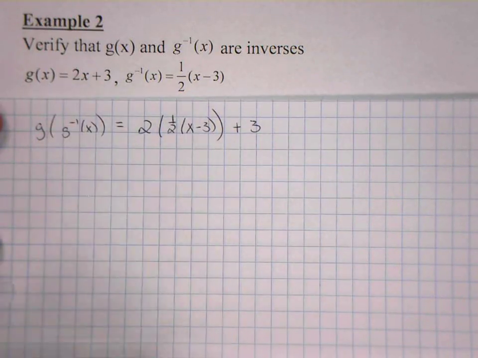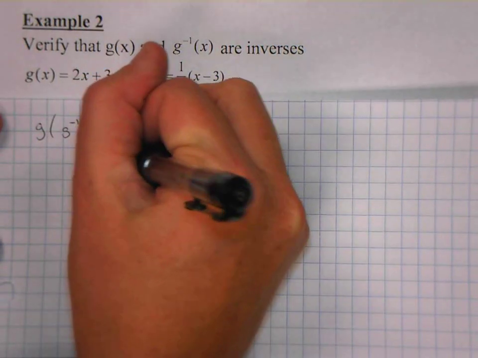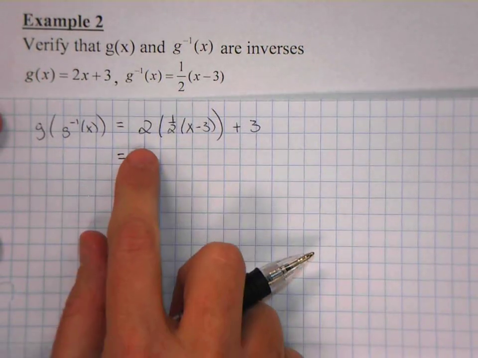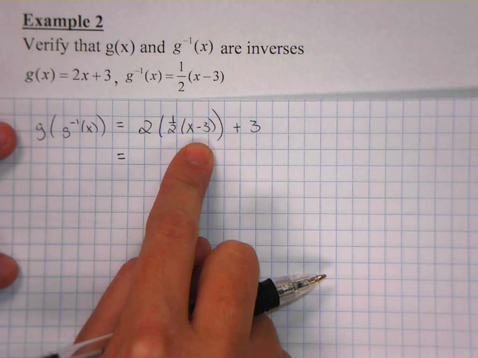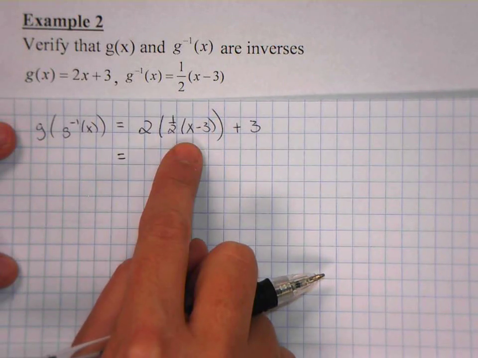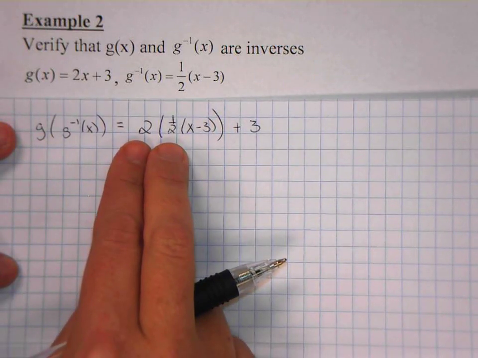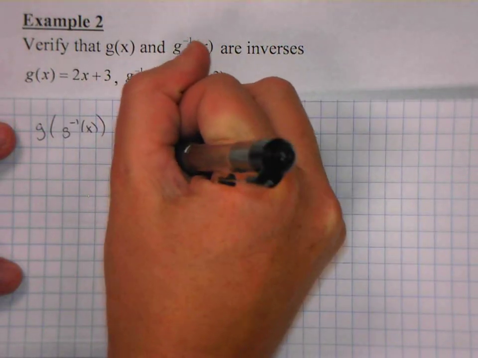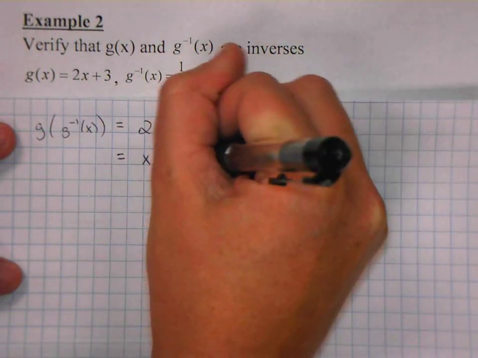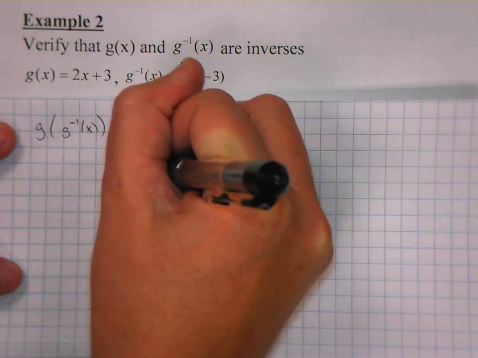What this would look like if I simplified it, careful, don't distribute multiple times here. If you want to distribute the 1/2 through, you can, and then multiply by 2. But if you just start by multiplying the 2 times 1/2, that would simplify out, and I would just get the x minus 3 and then the plus 3 here. And it looks like I just get x, which is what I was hoping for.